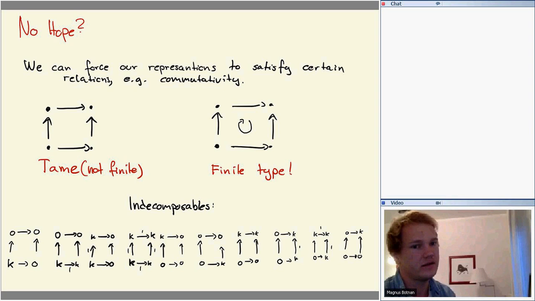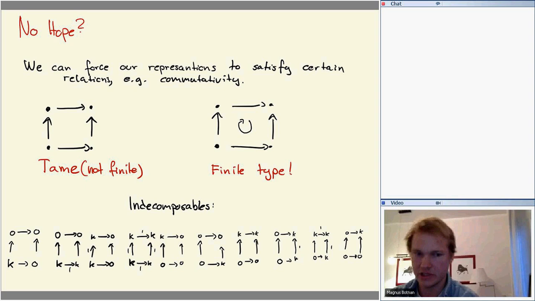You can do this in many ways, adding some kind of relation, something equal to zero, whatever. But for this talk, I will just talk about commutativity. So, for instance, if you consider this quiver to the left with relations, it's just going to be tame, but not of finite representation type, because it's one of these guys here. However, if I force this square to commute and consider representations, then you can put up cases. And if you have multiples, then they have to be consecutive and kind of identity maps.